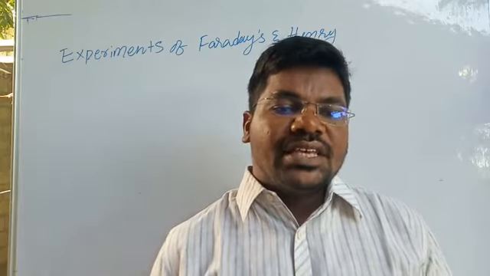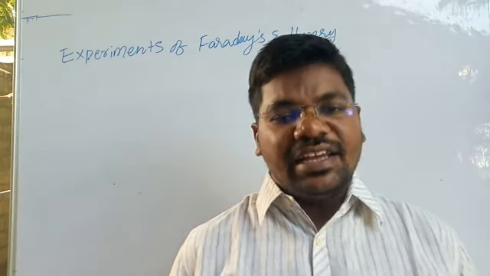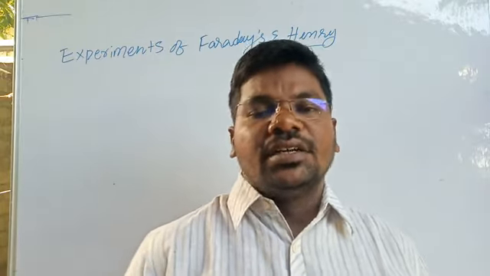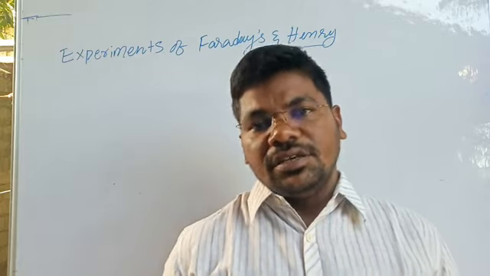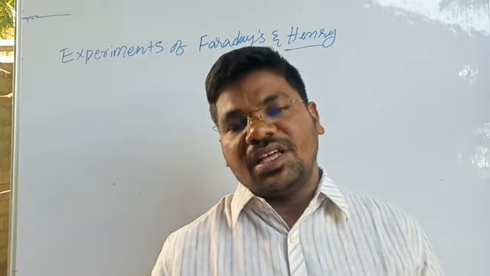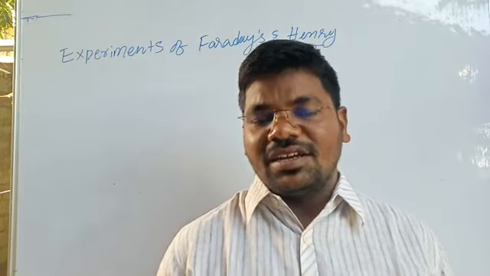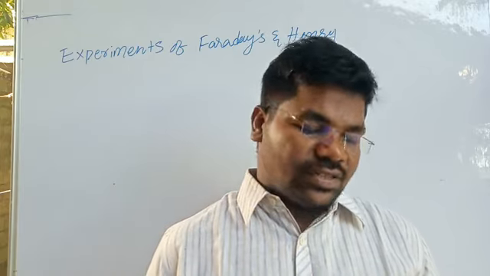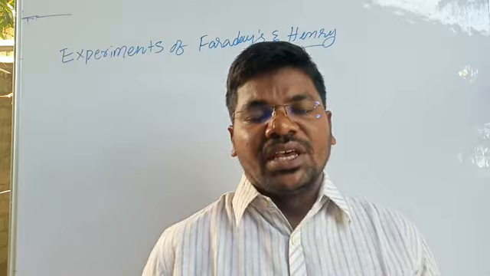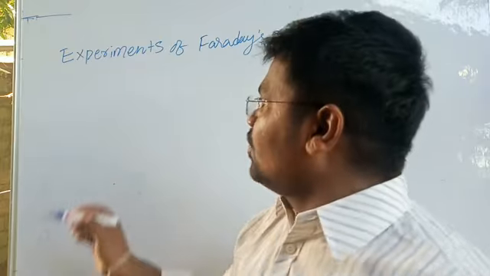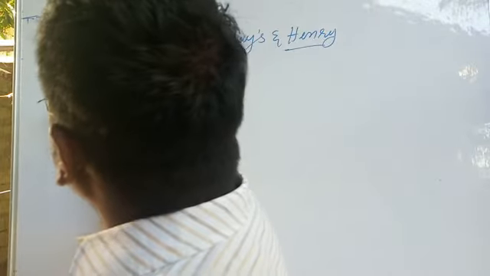Now the experiments of Faraday and Henry. How can we produce induced current? If a magnet is pushed toward or pulled away from the coil, current is generated in the coil. That current we call induced current. Coming to experiment 1: in experiment 1, we take one coil and one magnet.